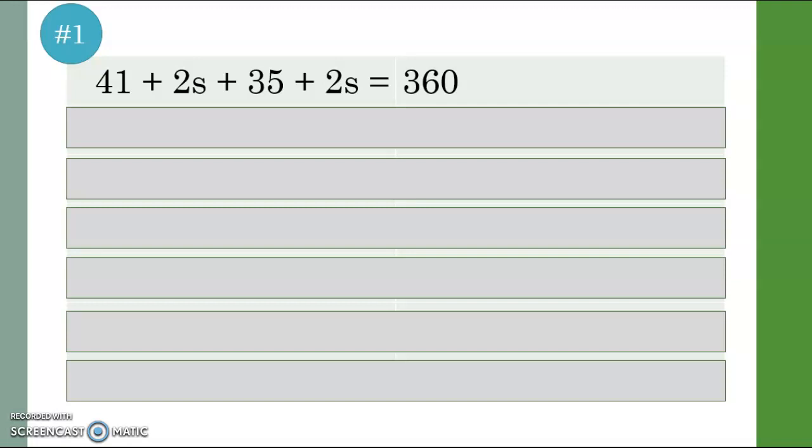In this video, we're going to review how to solve multi-step equations. We have two practice problems to work on. Number one says 41 plus 2s plus 35 plus 2s equals 360.